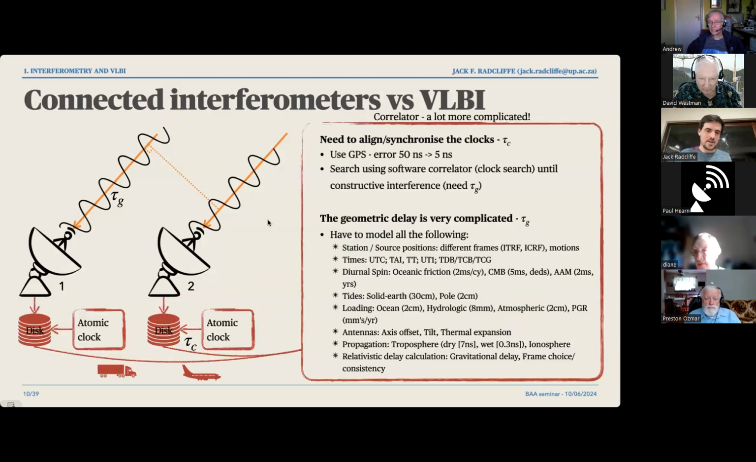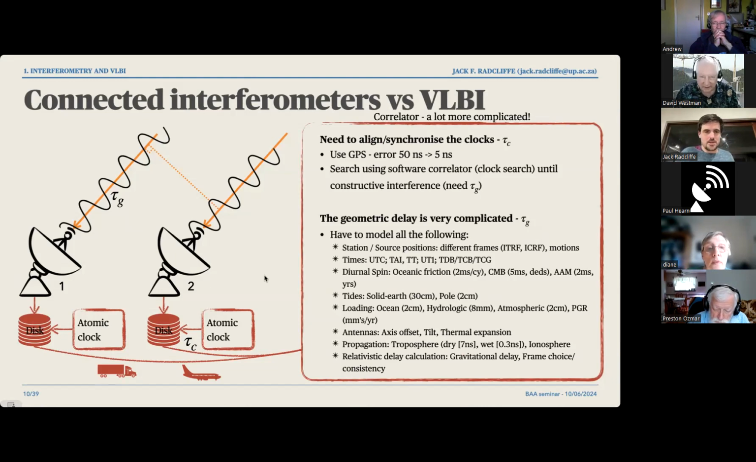So instead with VLBI, we have this situation. You have telescopes, they can be arbitrarily separated across the entire world, and you'll write all of your data to disk. And at each of those telescopes, you will also have an atomic clock, which increases the cost. A normal maser, I just got a quote for one. It's about £500,000 if I got the quote for a proper hydrogen maser. And this only gives you errors to within 50 nanoseconds.